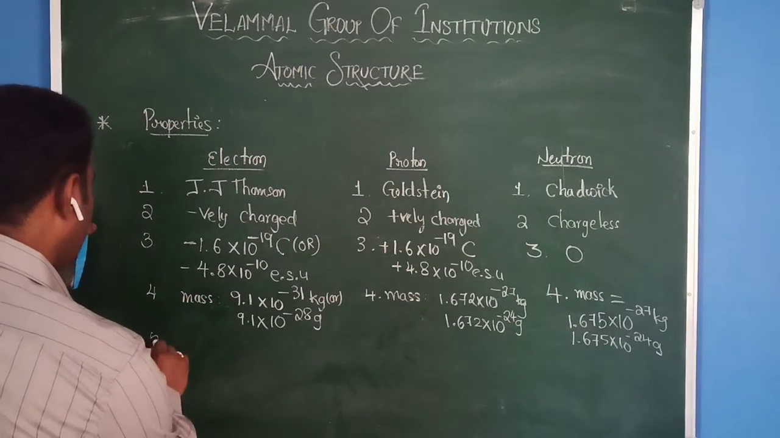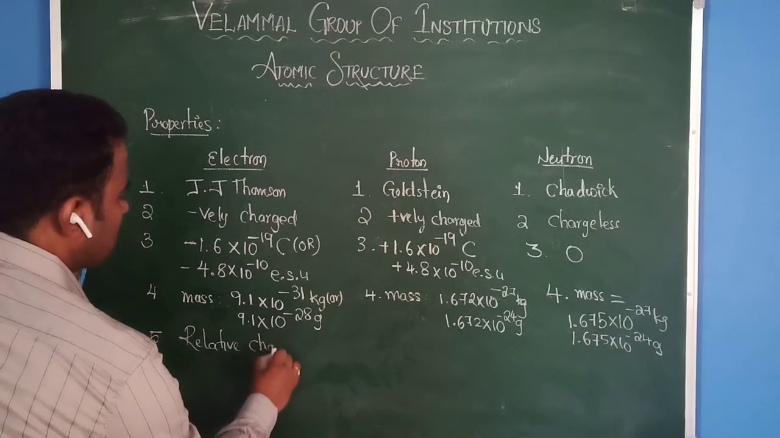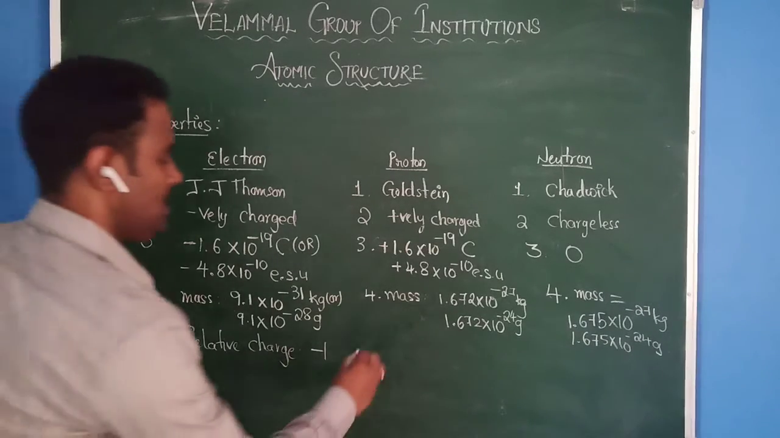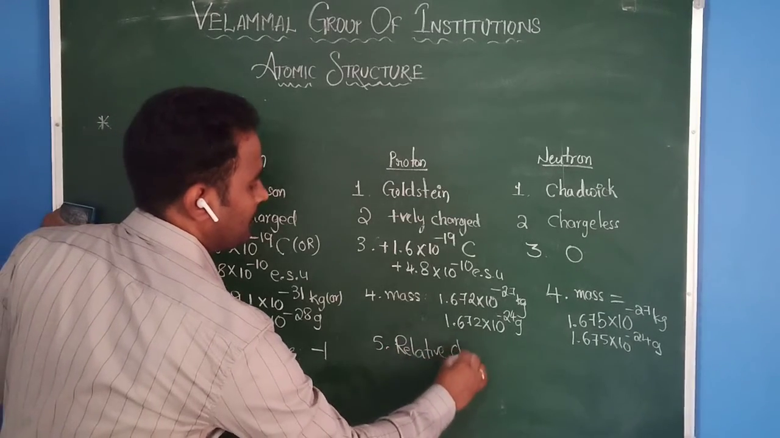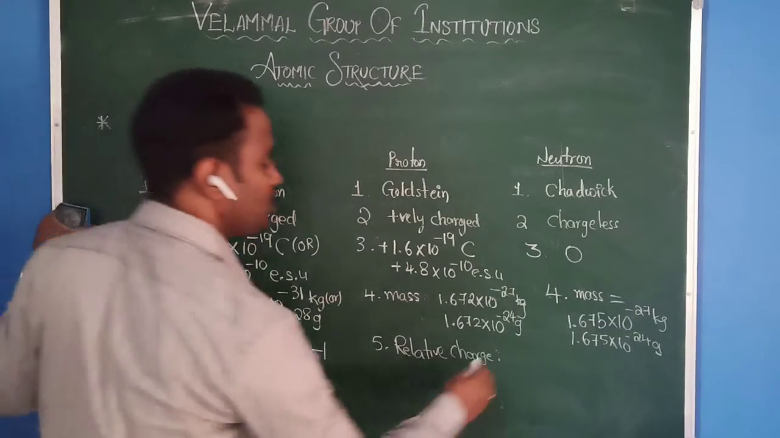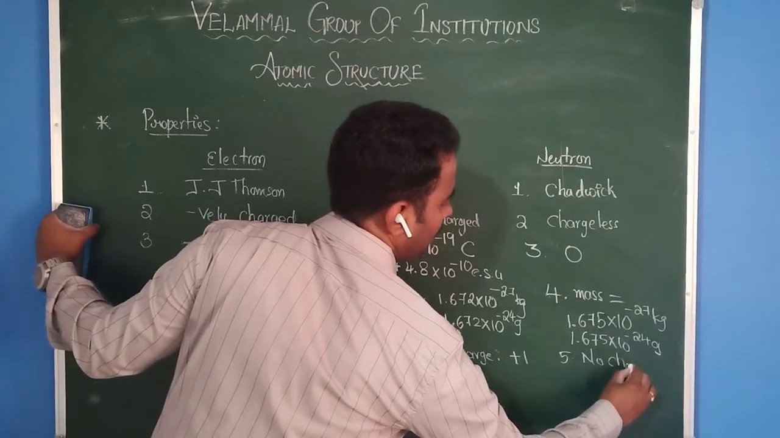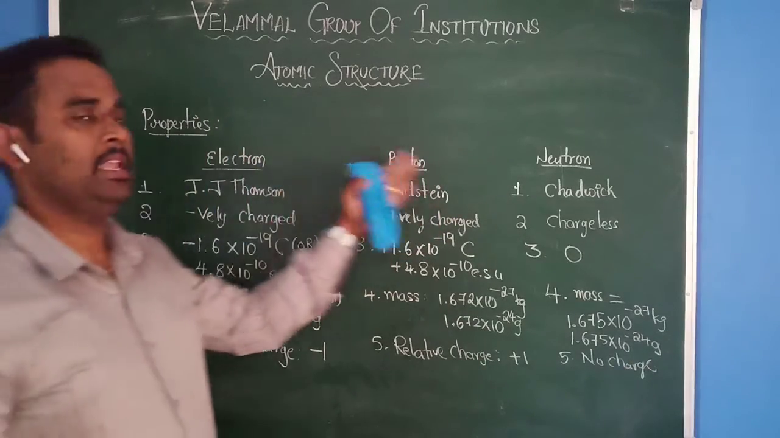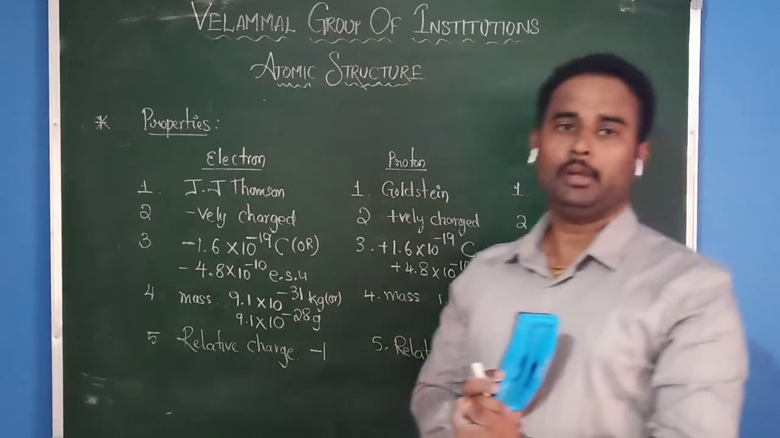Then the last and final point is relative charge. Relative charge for the electron is minus 1. Whenever they ask in any type of examination what the relative charge is, you just take plus 1 for the proton. Here for the neutron, no charge. Okay, relative charge also is 0. Okay, this is about the comparison between the properties of the electron, proton and neutron.